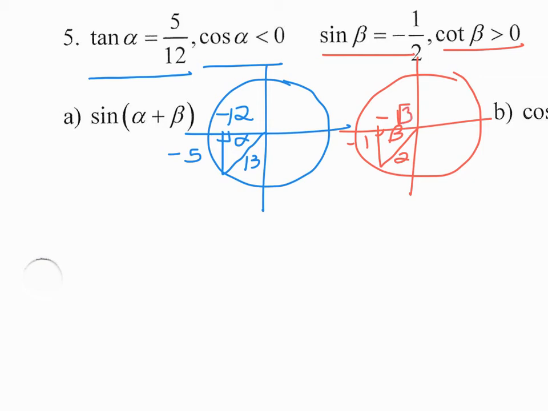All right, now the problem part A says sine of alpha plus beta. Let's go ahead and expand the formula: sine alpha cosine beta plus cosine alpha sine beta. Now I'm going to go back and forth between my alpha and beta triangles.